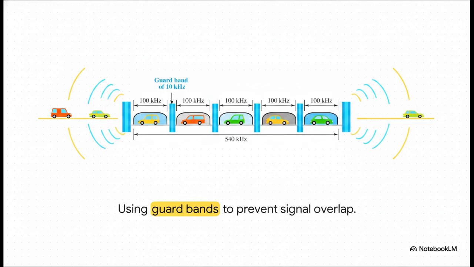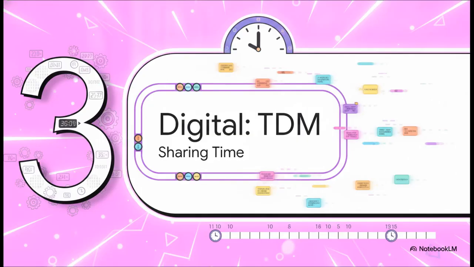To put that into perspective, if we have 5 channels that each require 100 kilohertz of bandwidth and we insert a 10 kilohertz guard band between each of them, that's 4 gaps total, we'd need a total link bandwidth of 540 kilohertz. So yeah, it costs us a little bit of overall bandwidth overhead, but it is non-negotiable for ensuring total signal integrity. All right, moving right along to Section 3, Digital, Time-Division Multiplexing.